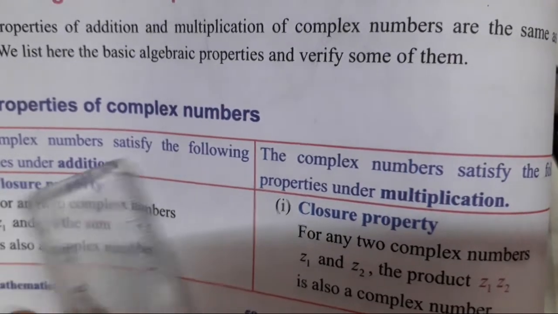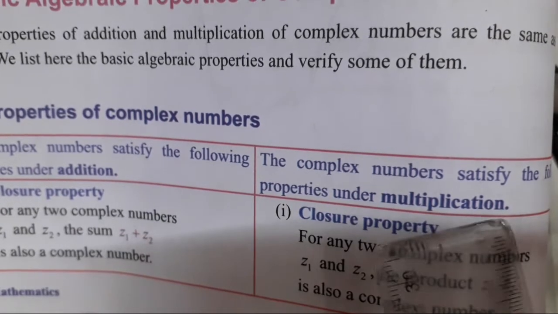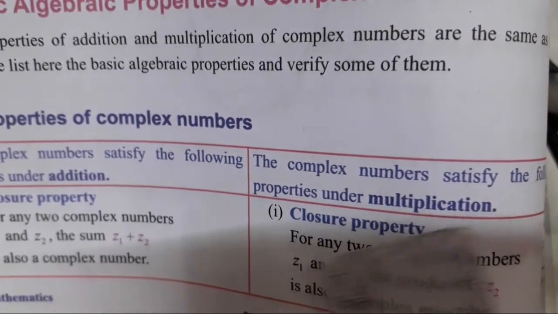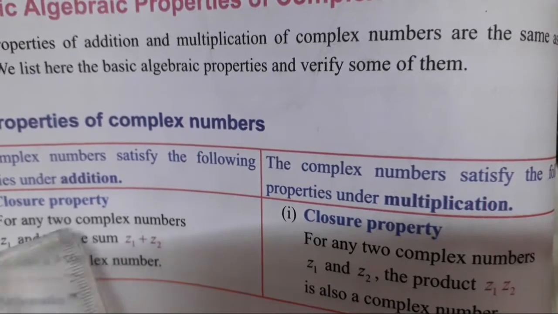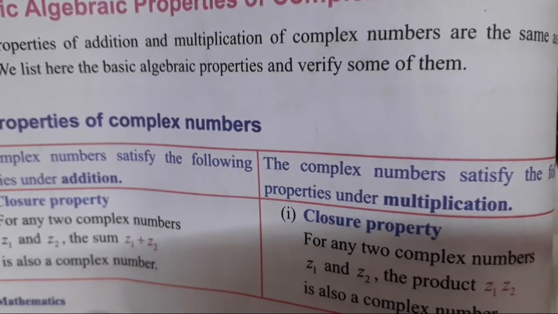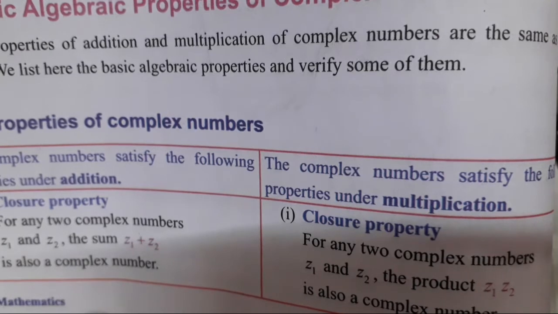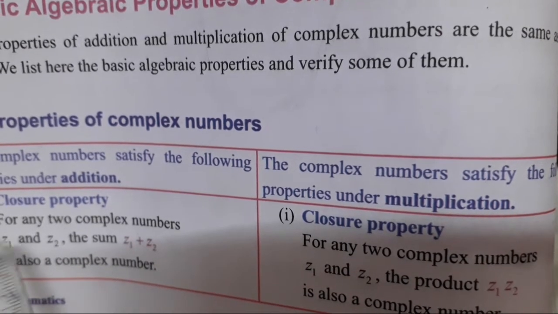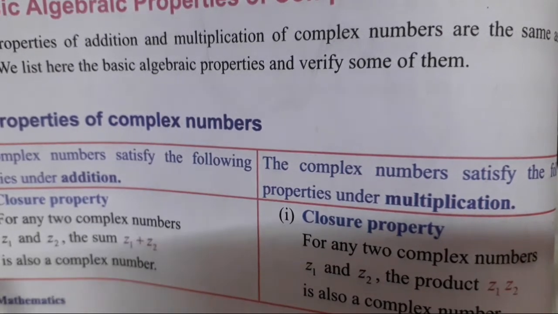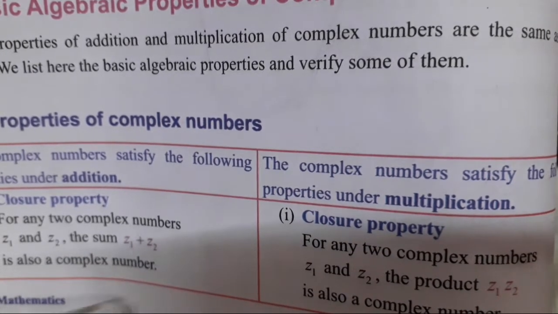The complex numbers satisfy the following properties under addition as well as under multiplication. We learn about the closure property. In 10th standard we learned about the commutative property, associative property as well as identity. For this class we learn about the closure property. What is meant by the closure property? For any two complex numbers z1 and z2, the sum z1 plus z2 is also a complex number.